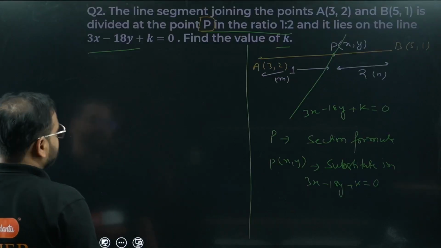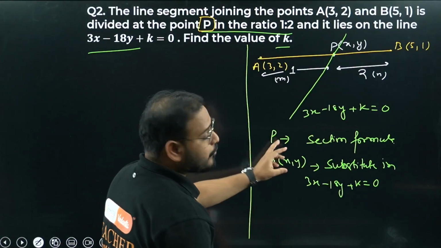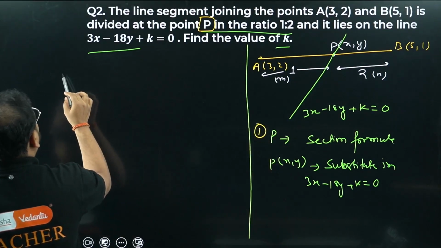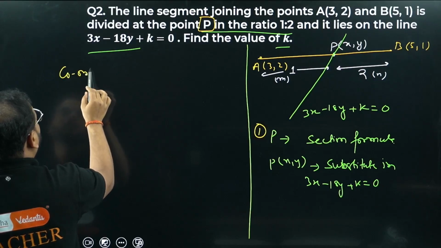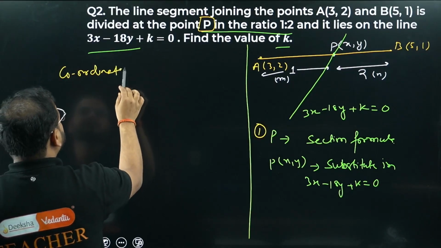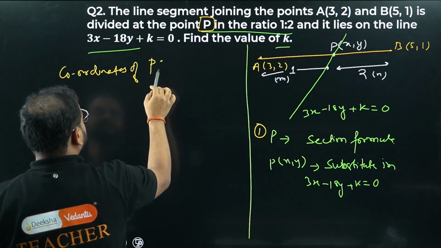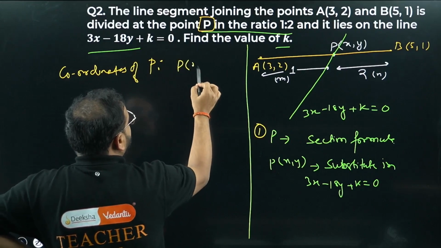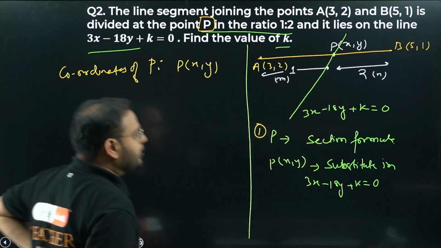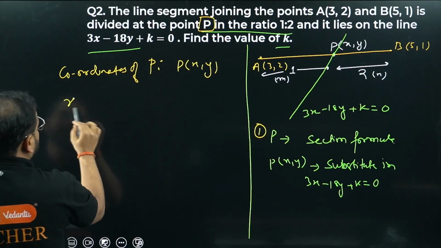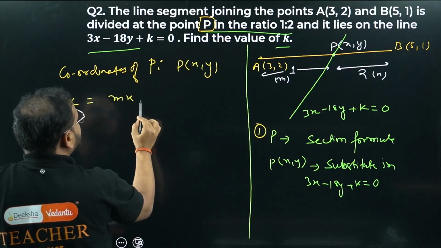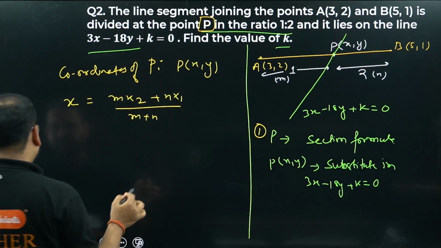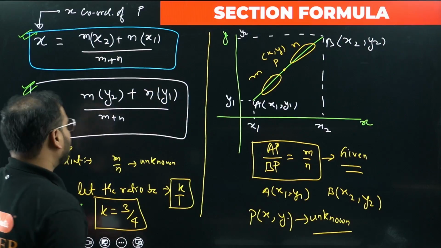Okay, so let me solve it over here. What is the first step? Step number 1: find the coordinates of point P. I'll write this as P(x, y). Let's find the first coordinate, x. The formula, if you remember, is (mx2 plus nx1) upon (m plus n). Same thing I've written here.